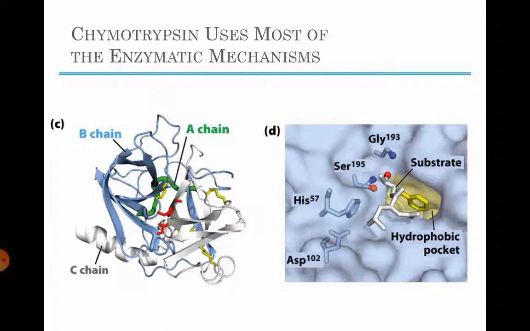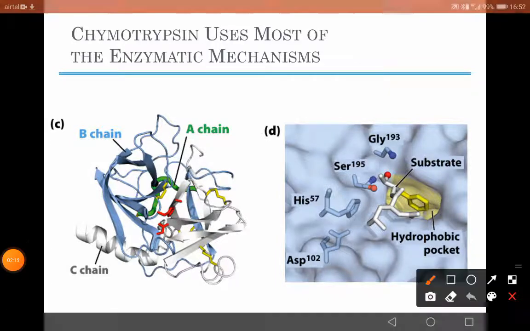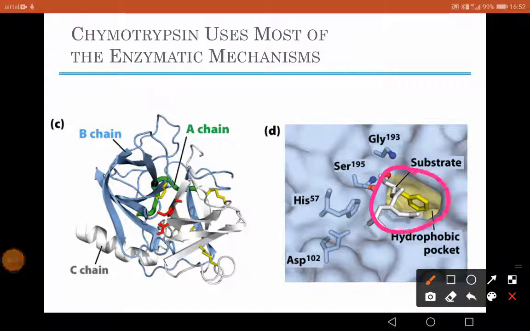We can see here glycine 193, serine 195, histidine 57, and aspartic acid 102. These are the major amino acids present in the active site pocket of the enzyme. And we can see here the substrate, a small molecule, present in the cleft or pocket of the active site of chymotrypsin.